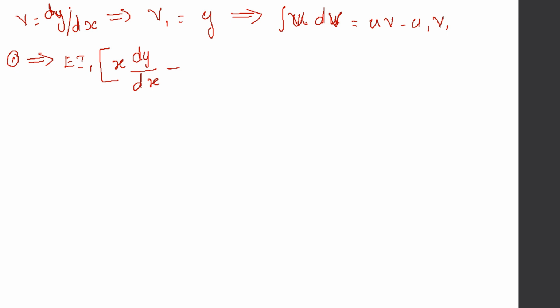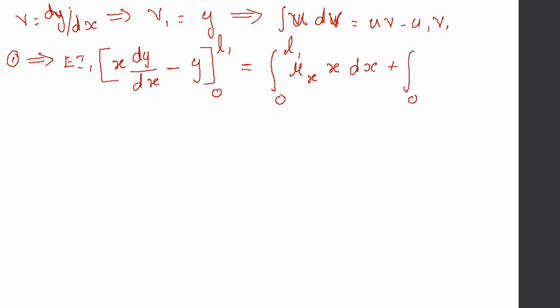u1 is 1 and v1 is y, so it is minus y. The limits are from 0 to L1 and it is equal to, the right side we know, integration of 0 to L1 mu x into dx plus integration of 0 to L1 mu dash of x into dx. So, now you recall the moment diagram.